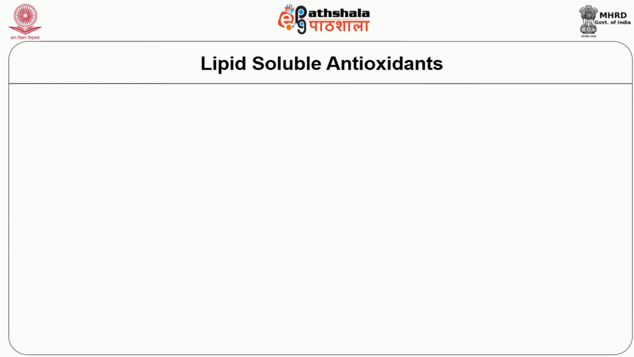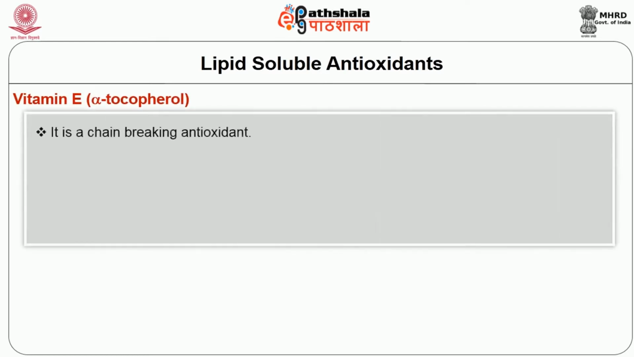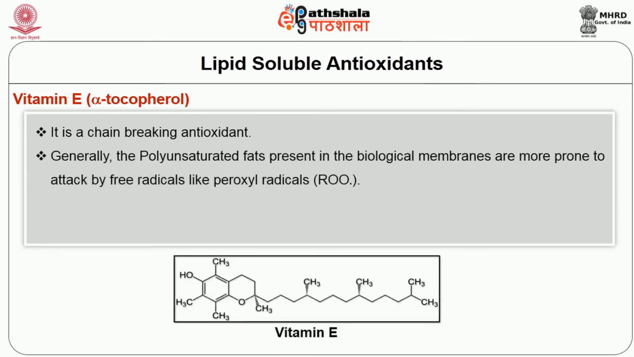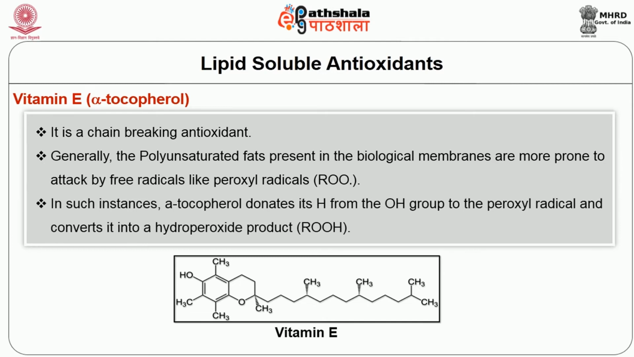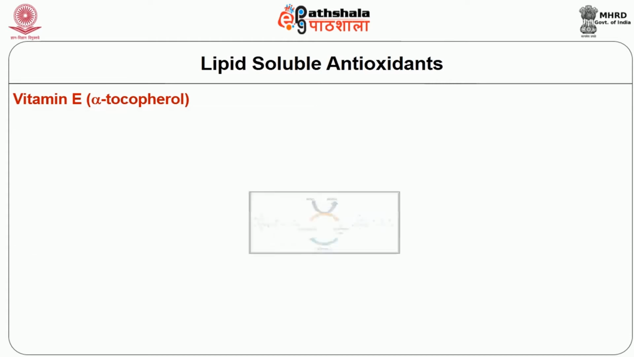In this class of antioxidants, vitamin E, otherwise termed alpha-tocopherol, is a chain-breaking antioxidant. Generally, the polyunsaturated fats present in the biological membranes are more prone to attack by free radicals like peroxyl radicals. In such instances, alpha-tocopherol donates its hydrogen from the OH group to the peroxyl radical and converts it into a hydroperoxide product.